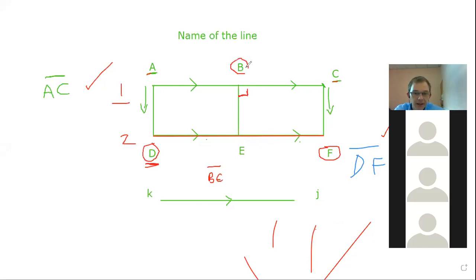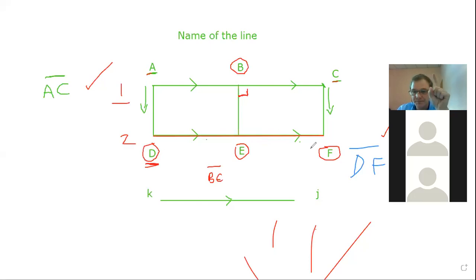So BE is not parallel to AC or DF. It's not parallel because they are touching. They are going to touch each other. And parallel lines never touch. So BE is not parallel to AC or DF because they touch.